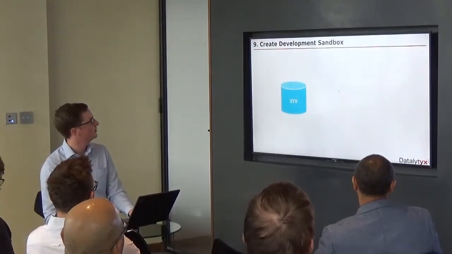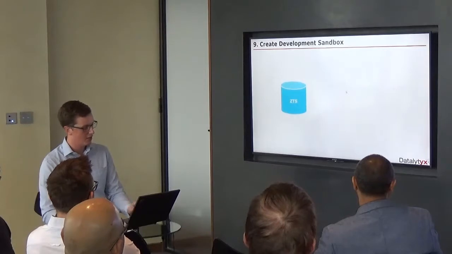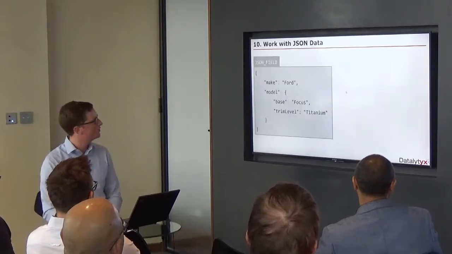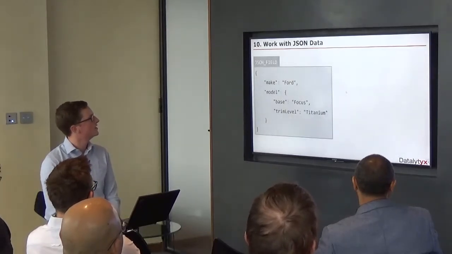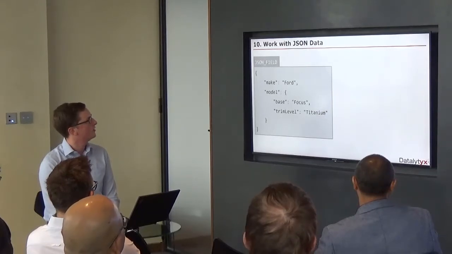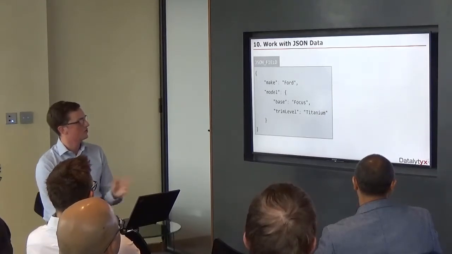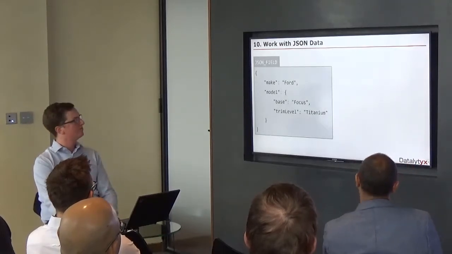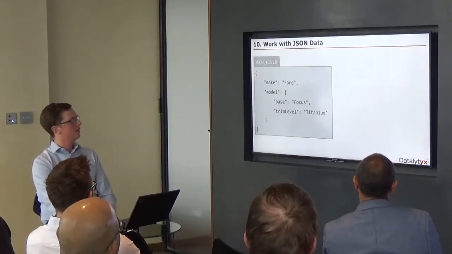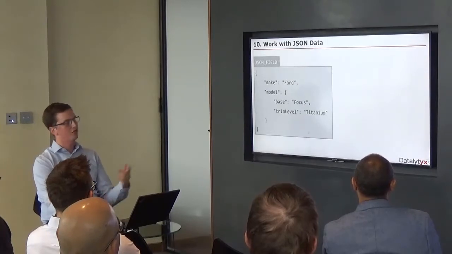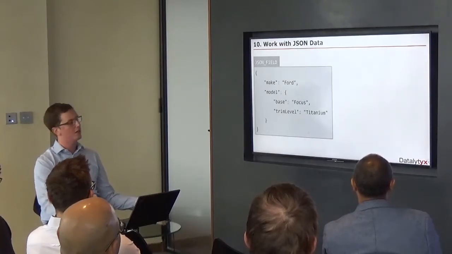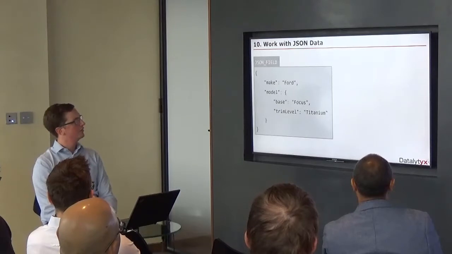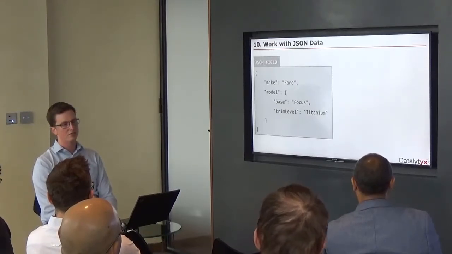So we've created our little dev sandbox there, and we've deleted everything after we've used it. So for number 10, as part of this process, we're going to now talk a little bit about JSON data, which we've touched on so far. We've got our JSON field here, which is all the information about this car. Now, as we saw in the very first steps, we don't necessarily have this kind of data for every single type of asset.